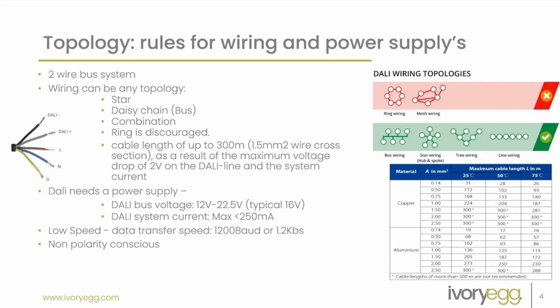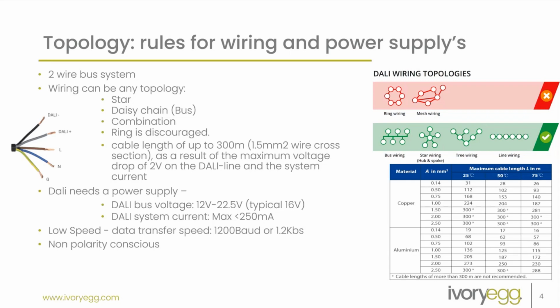So Dali is a 2-wire bus. It's just 2 wires that can transmit over the network. The wiring topology can be star or daisy chain, or it can be a combination of daisy chain and star. However, just like all the serial bus communications, ring topology or closing the loop anywhere is strongly discouraged, and especially with Dali. Dali can have cable lengths up to 300 meters when you're using a 1.5 mm squared cross section cable, and the maximum voltage drop of 2 volts on the Dali line and the system.